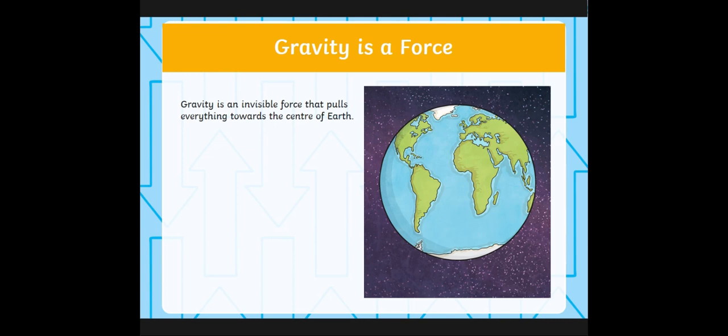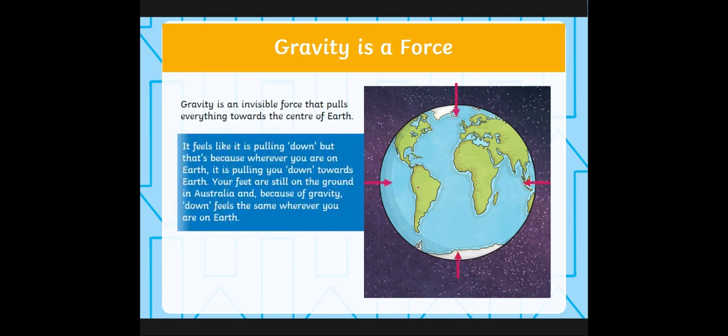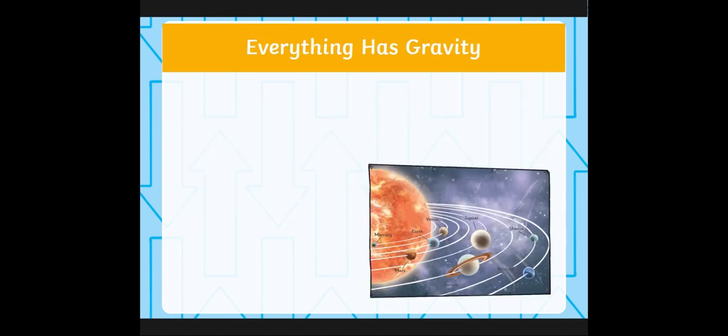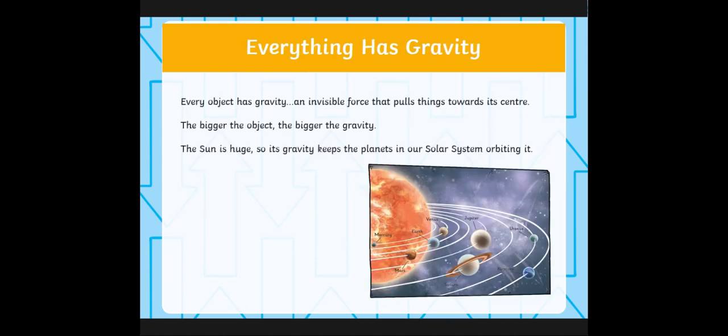Gravity is an invisible force. We can't see it, but it's pulling everything towards the center of an object, and here we're talking about the earth. So the gravity of the earth is the force pulling everything toward the center of the earth. But not only the earth has gravity, everything has gravity, pulling everything toward its center. So the gravity of the sun is a force pulling everything toward the center of the sun. The gravity of Jupiter is a force pulling everything toward the center of Jupiter.